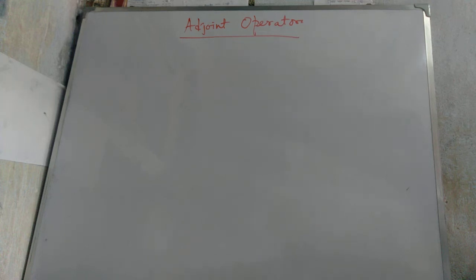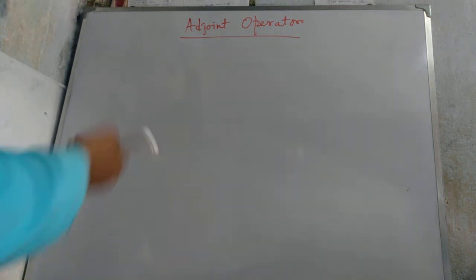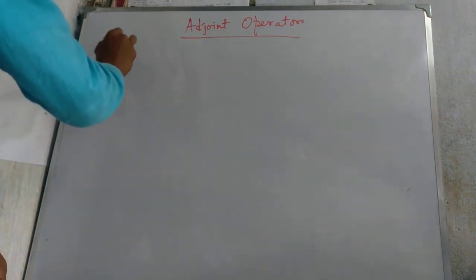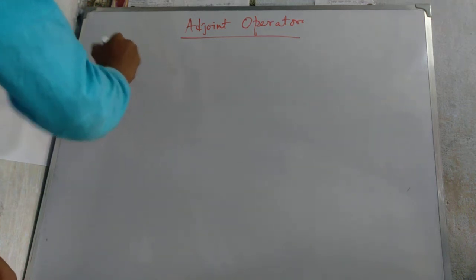Now we talk about adjoint operator. Adjoint operator plays an important role in functional analysis. We first talk about the definition of adjoint operator. So, let's write this definition now.